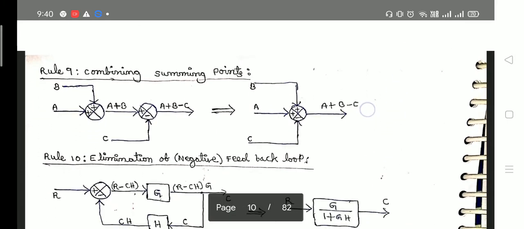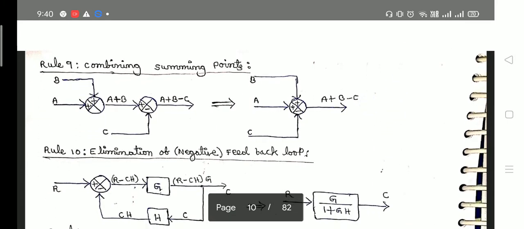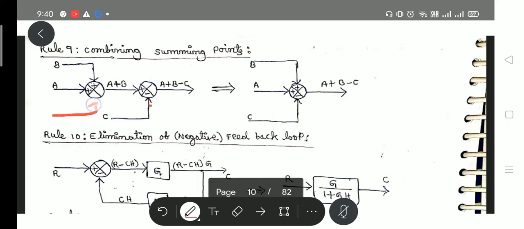Next one is the 9th rule, combining the summing points. Before, we were splitting; now we are combining the summing points. I am taking this C here, so what will we get? Minus C. So here we have minus A, B, C. All are combined here, so the output is the same: A plus B minus C.